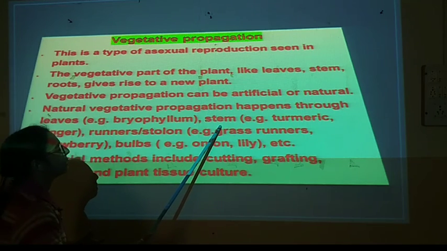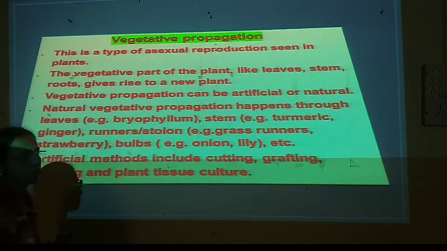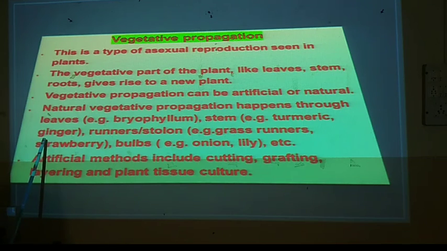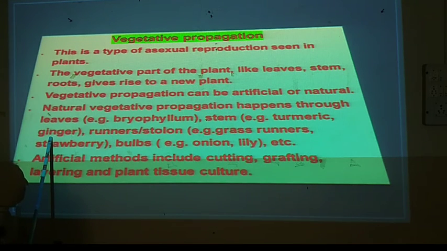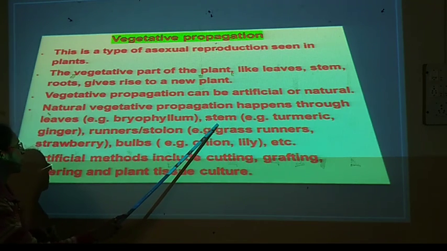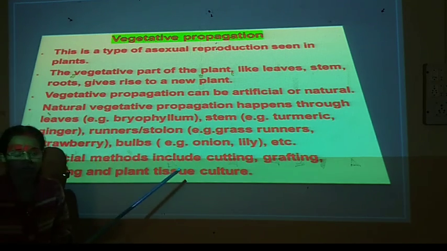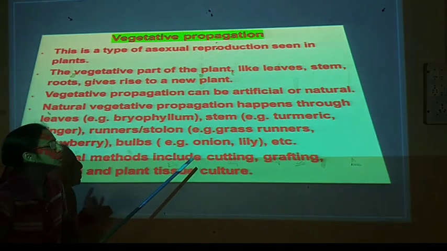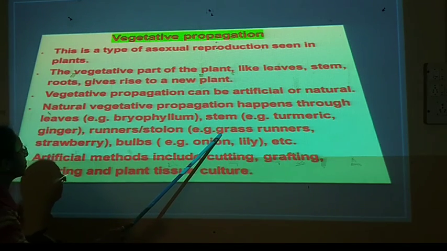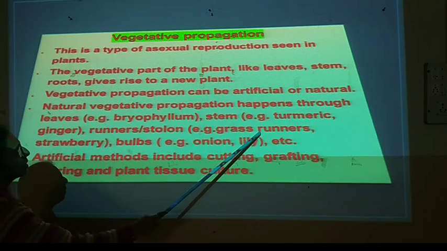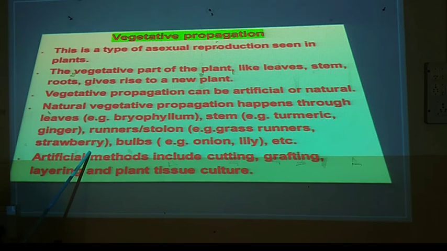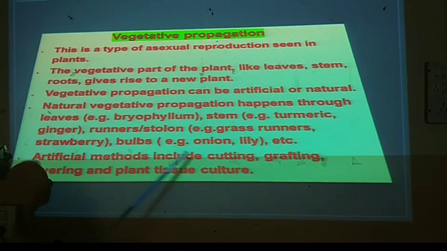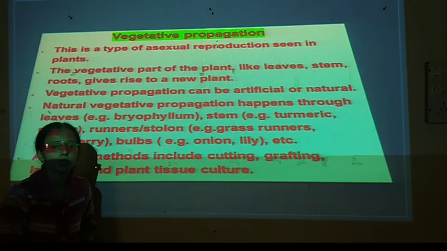In case of the stem, you know turmeric. In turmeric, there is a storing stem, and from that storing stem, a new turmeric plant is produced, as well as ginger. That ginger also shows vegetative propagation from the stem. Runners means grass. From a small part of the grass, it again grows into a big volume, that is, grass plants are produced. Then stolon, that is grass runners. Then strawberry shows vegetative reproduction, as well as bulbs of onion and lily.